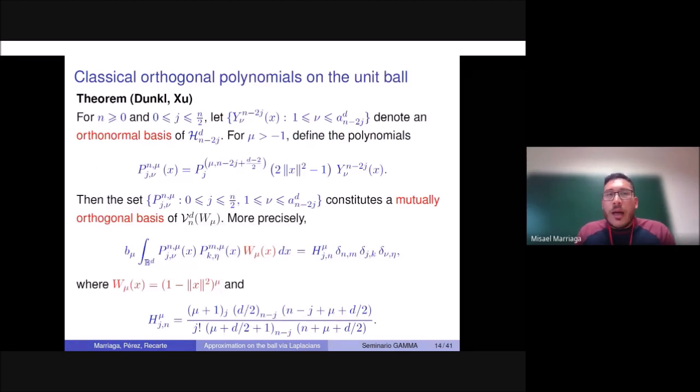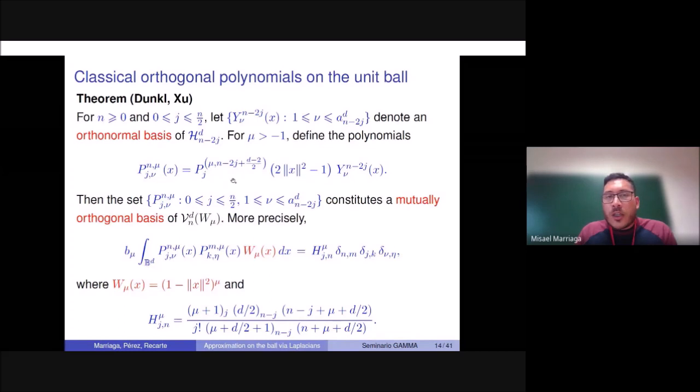Okay, so these are very well studied polynomials. There's a lot of literature about these polynomials. One particular reference is the book by Dunkl and Xu. Okay, and there are several bases that are orthogonal on the ball, but I'm going to use one particular basis that's going to be useful for me in the rest of the work.